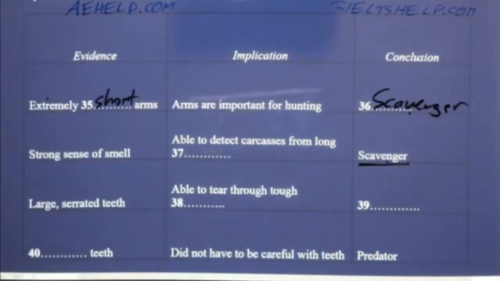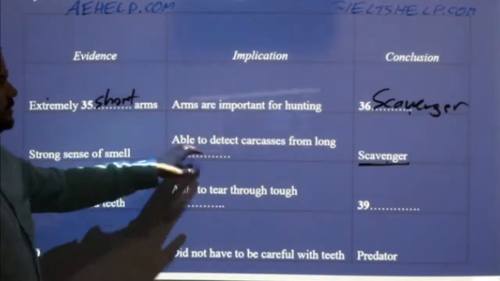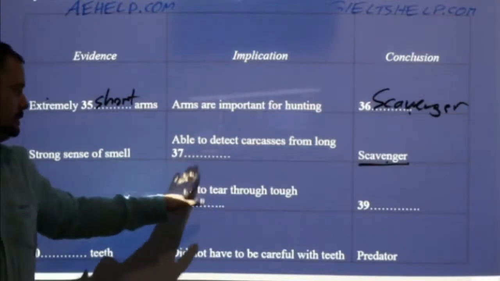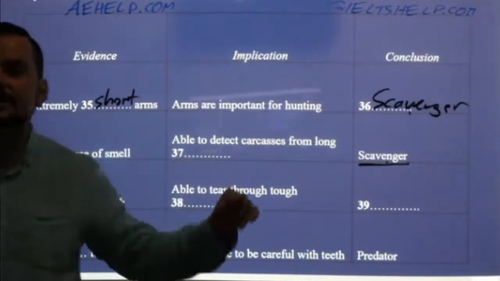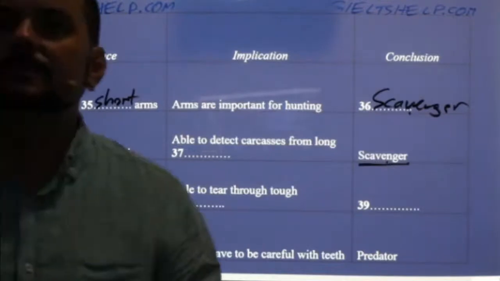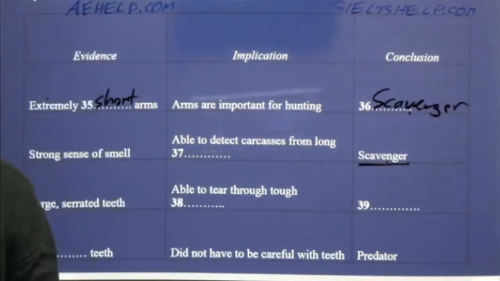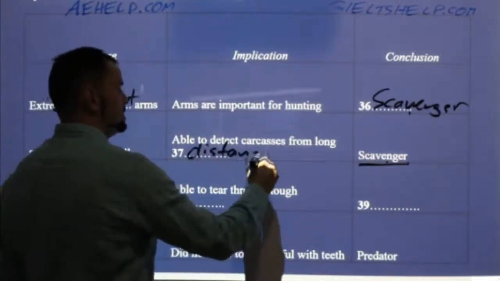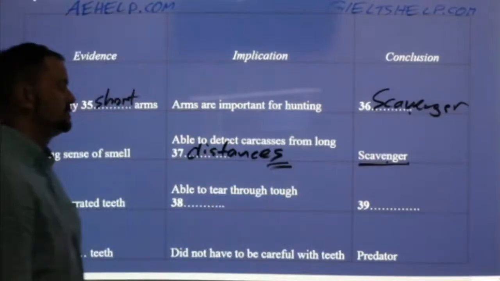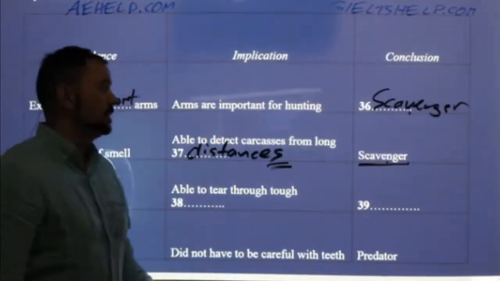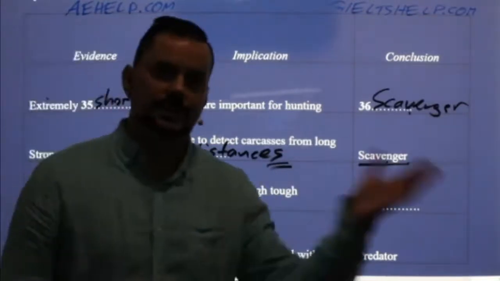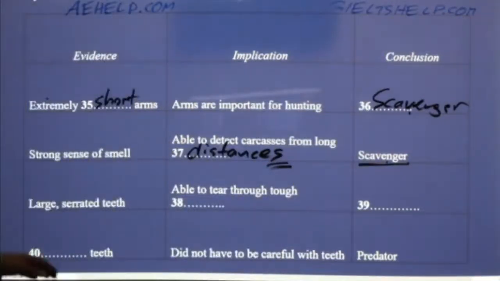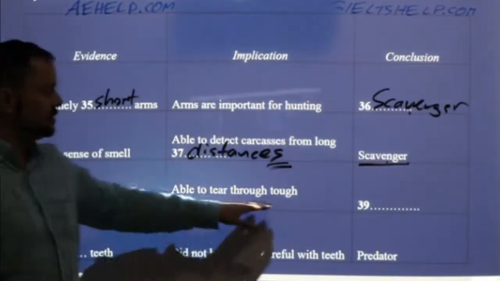Scavenger. Strong sense of smell, able to detect carcasses from long. Number 37. It can detect distances, says Shvetab Tyagi. Very good. Yeah, distances it is. Excellent. S is needed there. It's plural. You can actually count distance. 1 distance, 2 distance, 3 distance. It's distances. Okay. Large serrated teeth, able to tear through tough.